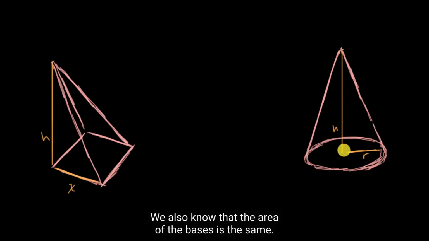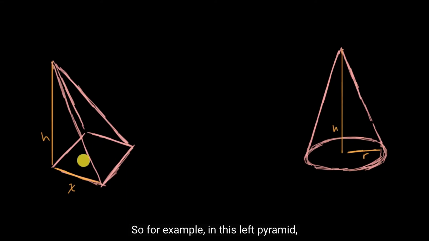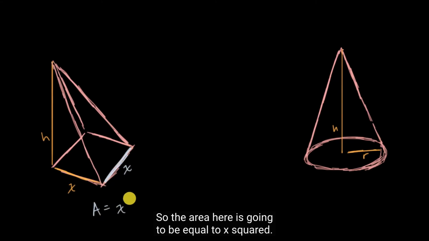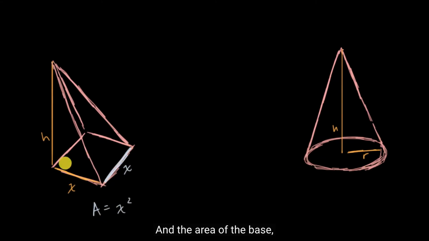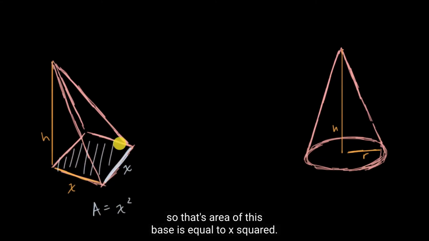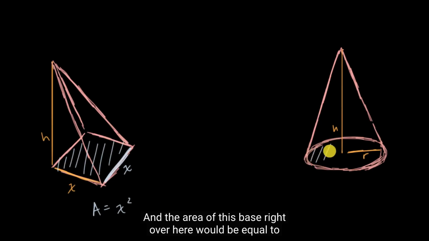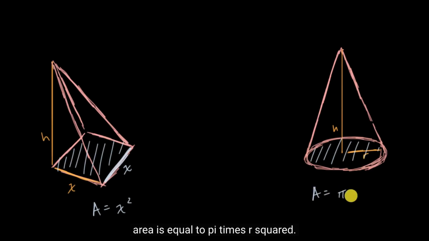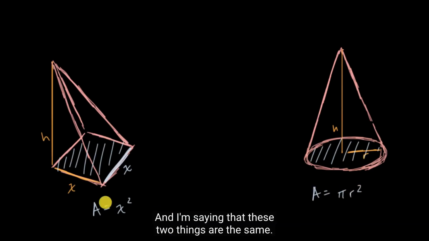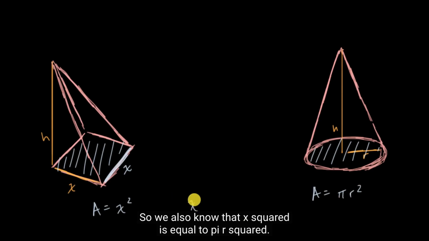We also know that the area of the bases is the same. So for example, in this left pyramid, the area of the base would be x times x, and let's just assume that it is a square, so the area is x squared. And the area of this base right over here is pi times r squared. And I'm saying that these two things are the same. So we also know that x squared is equal to pi r squared.